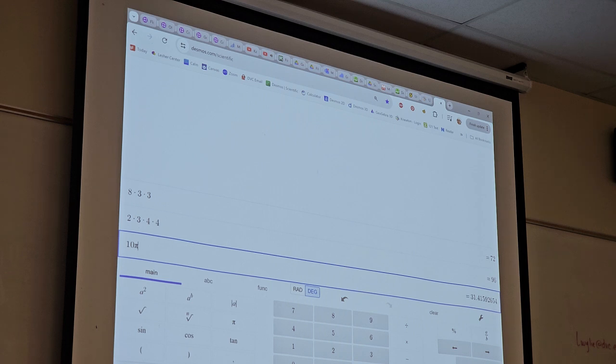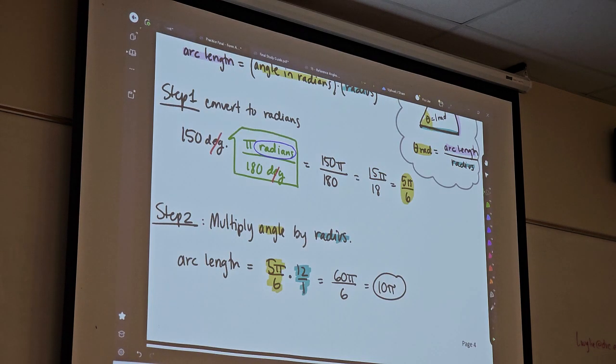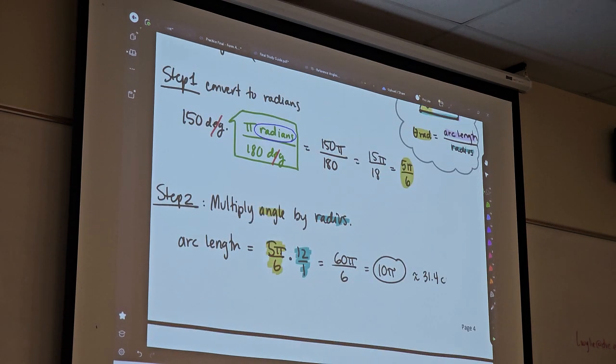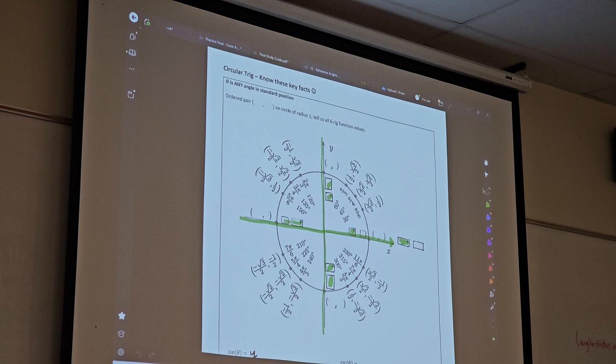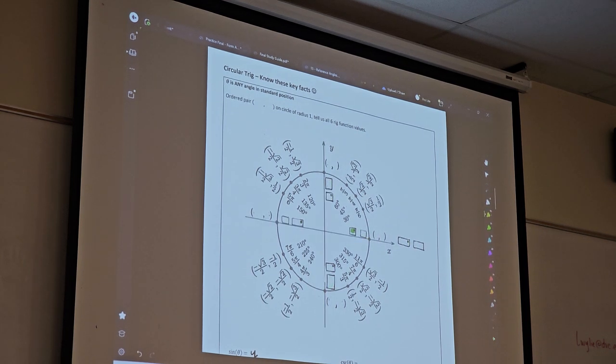I'm curious what that is as a decimal approximation. 10 pi. 31.4. 31.4 what? Centimeters. Here's an angle of 5 pi over 6, right? There's your angle. If this radius is 12 centimeters, this distance is 31.4 centimeters. That's what we found.